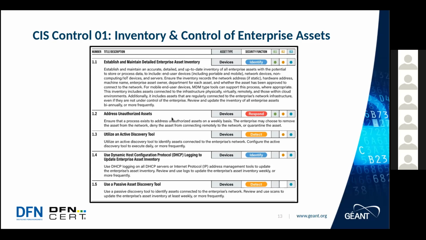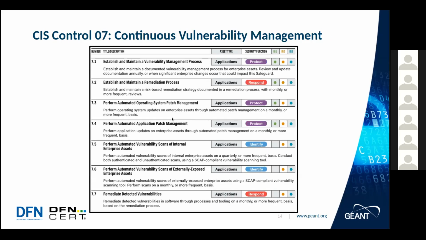So you get the idea. We're not going to go into detail with every single control. And since we are on the topic of vulnerability management, this is a vulnerability management control with a couple of safeguards as well. So: perform operating system updates on enterprise assets through automated patch management on a monthly or more frequent basis. Again, this is one of those safeguards in this document. I can only recommend that you download the document if you're interested in these things. There's much more in there. There are descriptions and stuff like that. It's very, very readable as well.